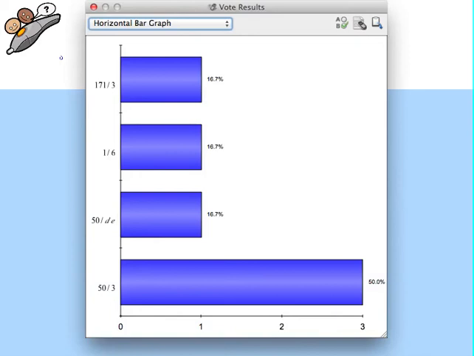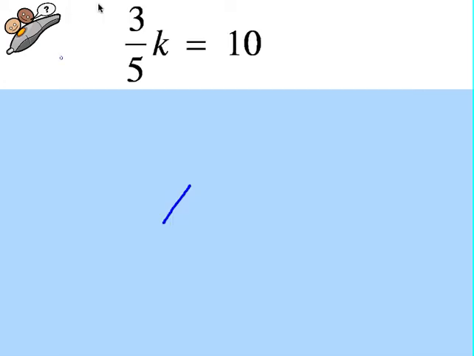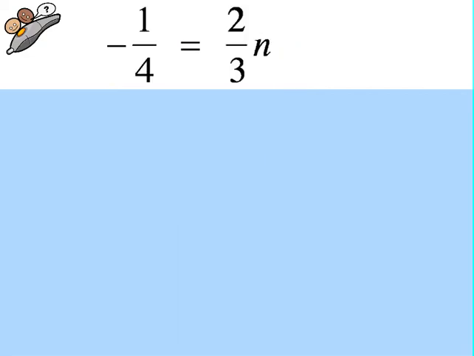All right, answer is 50 divided by 3. Nice job. Let's go ahead and look at how we got that. For some reason it didn't mark it, but that is correct, 50 divided by 3. We're going to multiply both sides by the reciprocal, which is 5/3. When we do that on the left, you have k. On the right, you have 10 times 5 on the top, which is 50, divided by 3. All right, let's look at the next one.